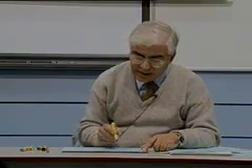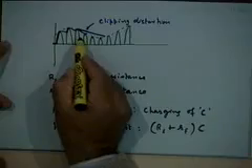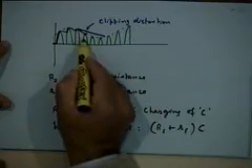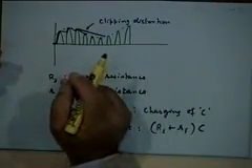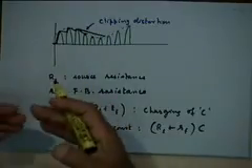So what condition should be satisfied for that? While this time constant should be much larger than 1 by FC, that is perfectly fine, but it should be much smaller than the highest rate at which the message signal itself can vary, right? The message signal itself can vary.